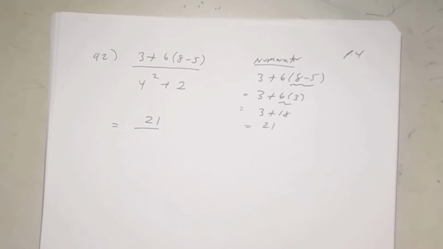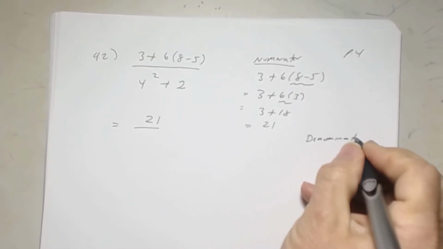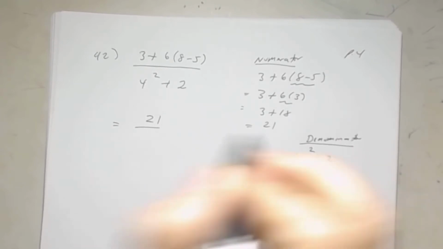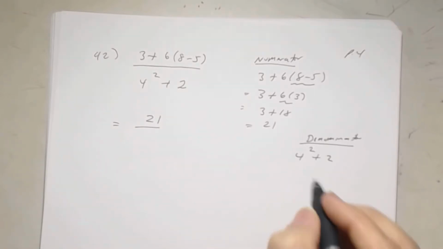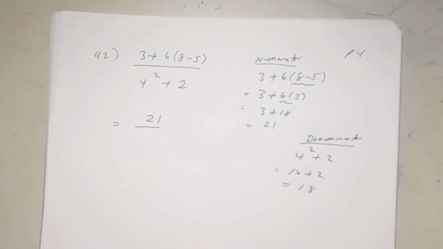Let's talk about the denominator. The denominator is 4 squared plus 2. According to the order of operations, what should you do first? Exponent. Remember, 4 squared does not mean 4 times 2. What does 4 squared mean? 4 times 4. And what's 4 times 4? 16. So you get 16 plus 2, which is 18. That's your denominator.